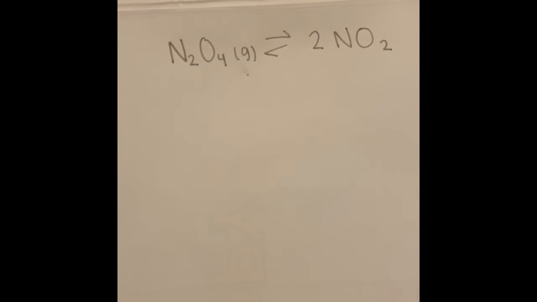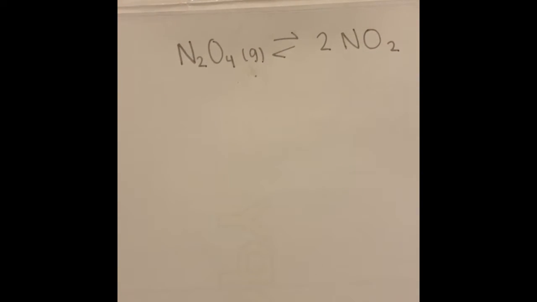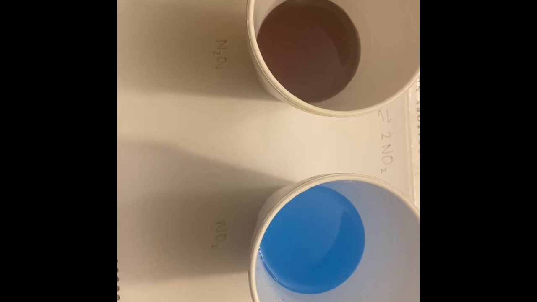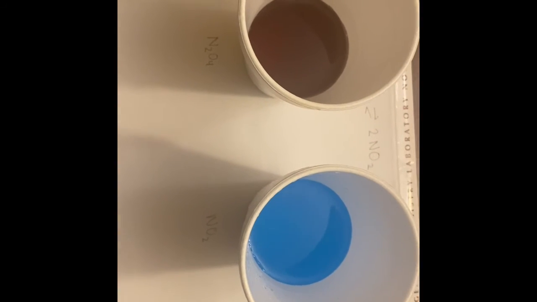For this experiment, we'll be analyzing the following equation: N2O4 yielding 2NO2. Notice how the equation is at equilibrium. This is represented by the double-sided arrow. The brown liquid will serve as our N2O4 and the blue liquid will serve as our NO2.